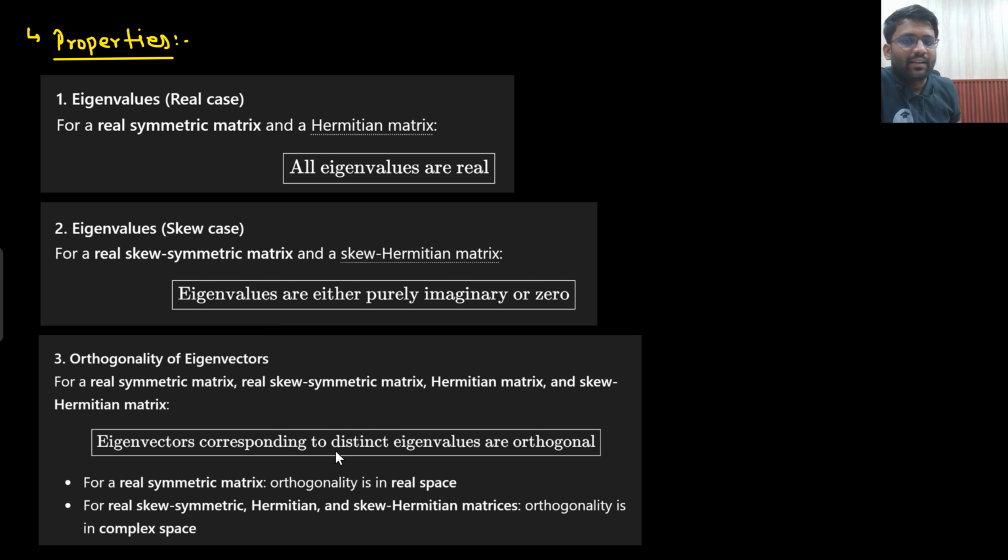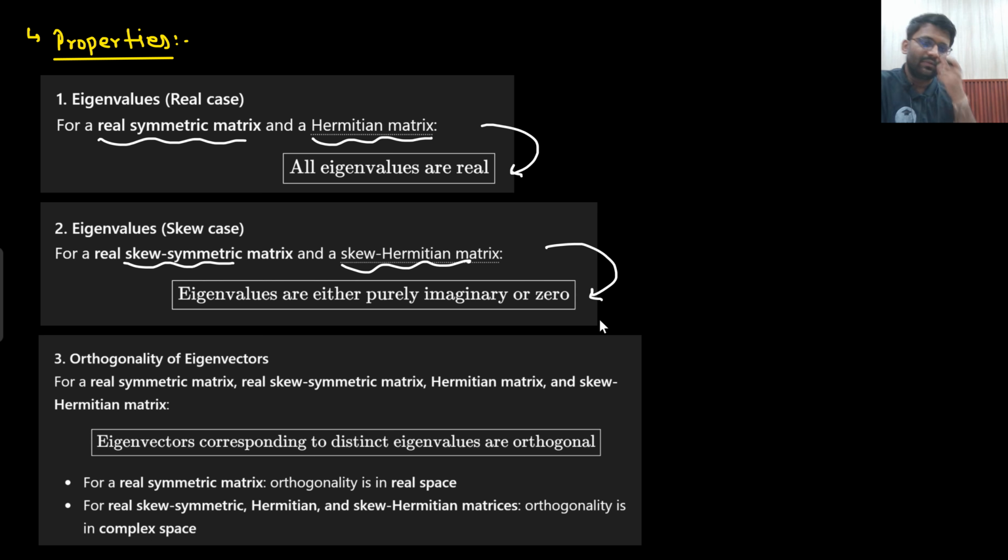So let's see the conclusion. First, let's talk about the eigenvalues. For a real symmetric matrix and for a Hermitian matrix, eigenvalues are real. For a skew symmetric matrix and skew Hermitian matrix, eigenvalues are either purely imaginary or 0. Will you be able to remember it? Absolutely clear, sir.